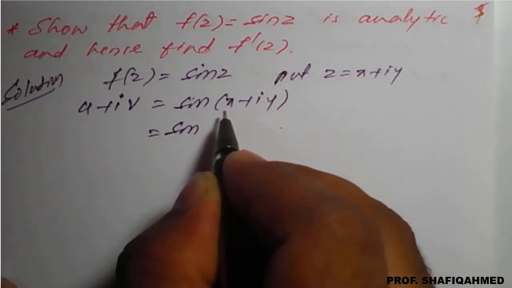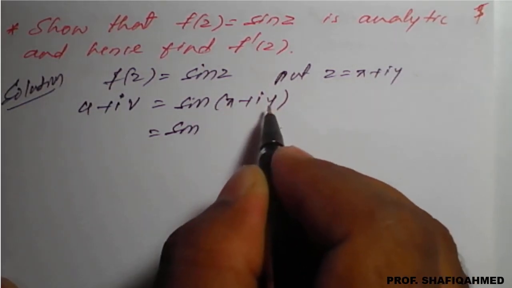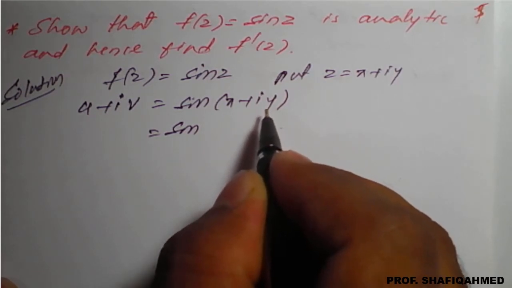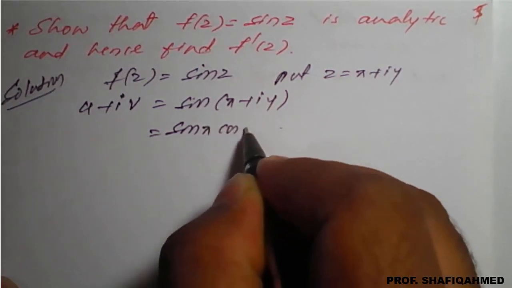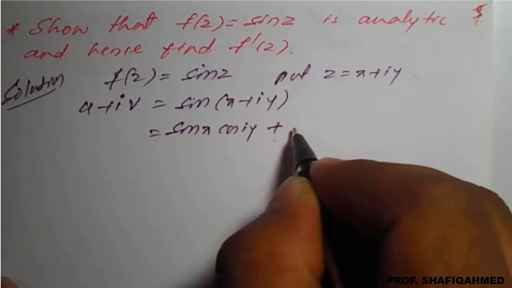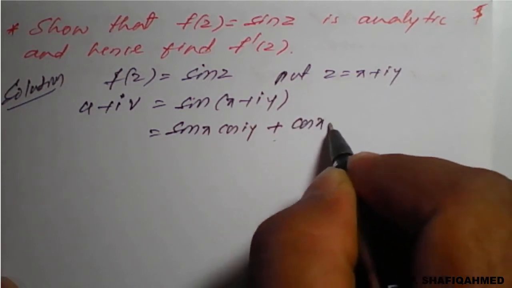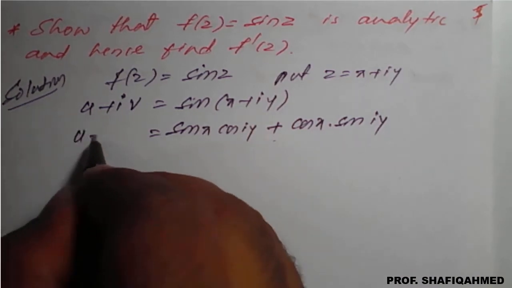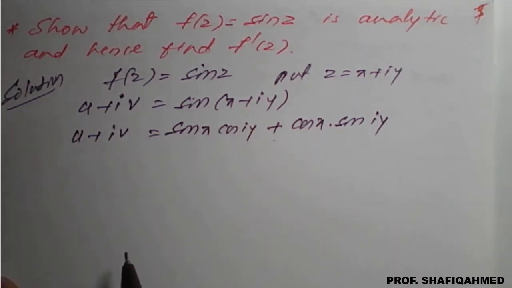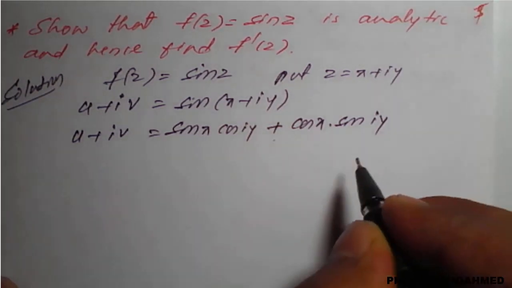As per the trigonometry formula, sin of a plus b, I will repeat, is sin a into cos b plus cos a into sin b. So I will apply it: it is sin of x into cos of iy plus cos of x into sin of iy. Once we get this, it is u plus iv. So from this we need to generate u and v.